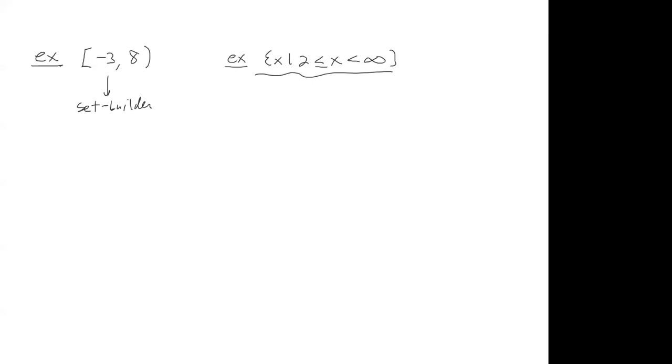All right, let's do some examples of that just to get some practice. So if I write -3 to 8, and then here's another one: set of all x such that 2 is less than or equal to x is less than infinity. Take a second, and I want you to write this first one into set builder notation, like that one. And I want you to write this one in interval notation. Go ahead and do that and write your answers, if you can, in the chat.